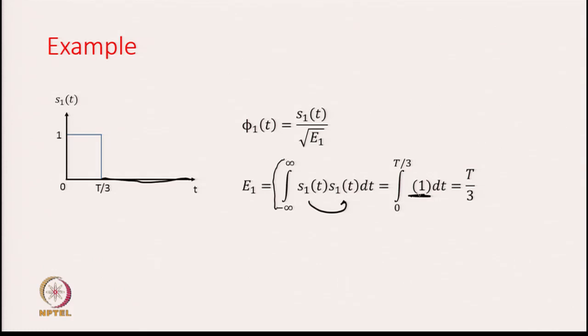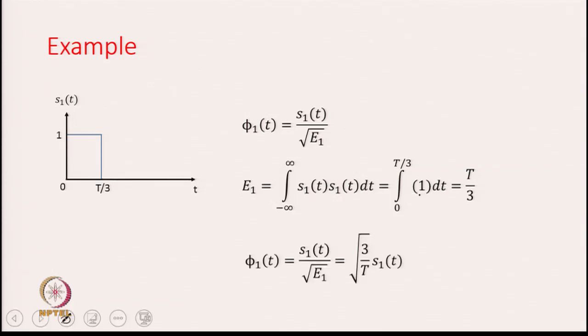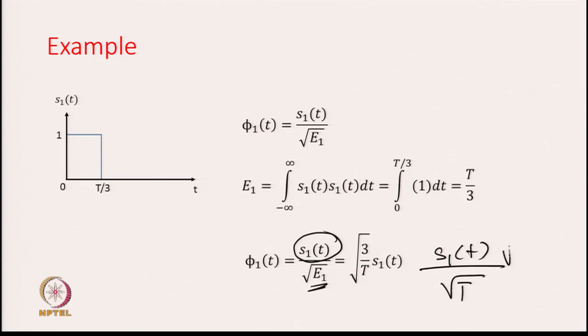Okay, good. Once this energy is known, we can easily obtain phi 1 t. Phi 1 t would be nothing but S1t divided by the proper scaling factor, and the scaling factor is the root of the energy. So, we have to take the root here: S1t divided by root of T into root of 3, like this. So, phi 1 t is nothing but this quantity.